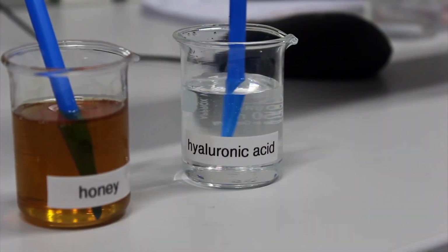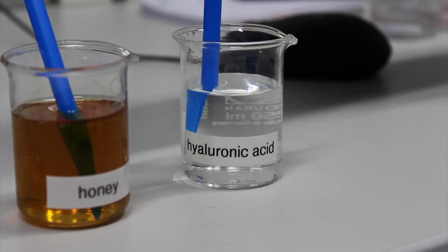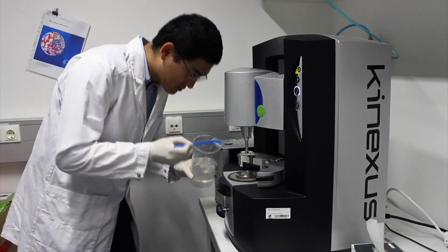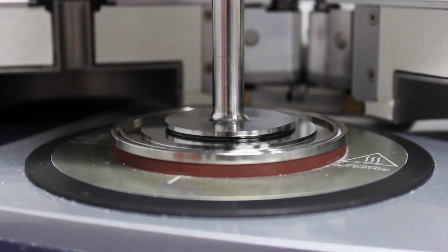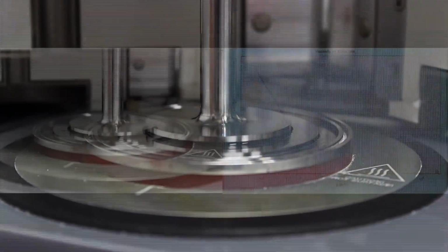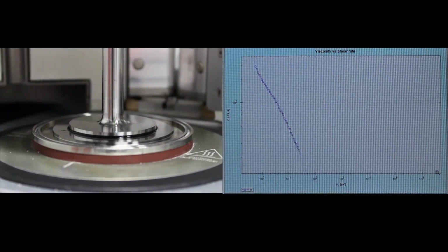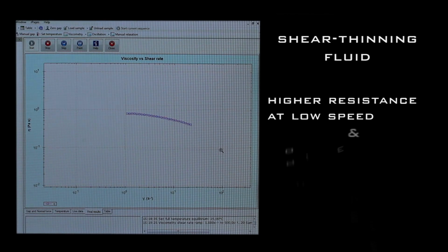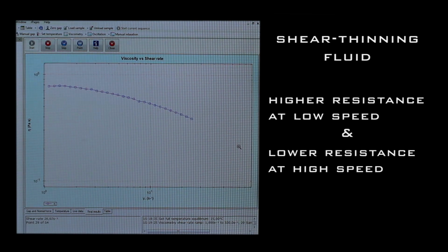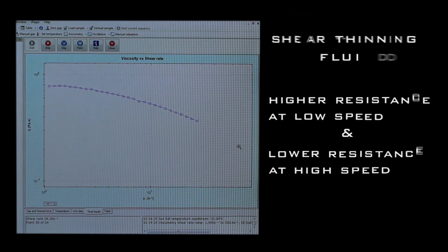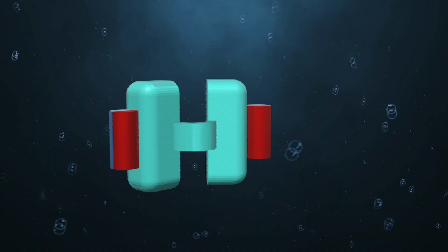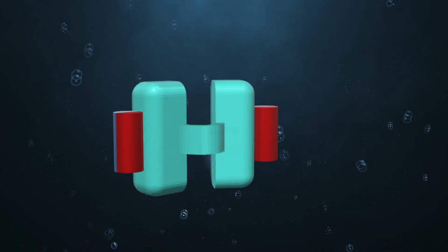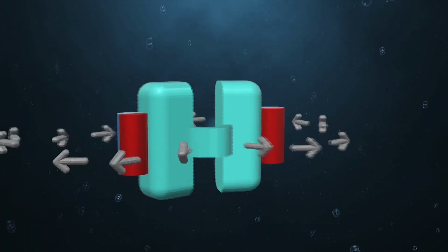The viscosity of non-Newtonian fluids depends on their shear rate, or in other words, it depends on the speed of movement in the fluid. When hyaluronic acid is placed in a rheometer between two moving plates, one can see that its viscosity is not constant. It is a shear thinning fluid, which means that it has a higher viscosity and thus higher resistance at low speeds, and a lower resistance at high speeds. It is the shear sensitive behavior that allows our microscallop to swim in non-Newtonian fluids.